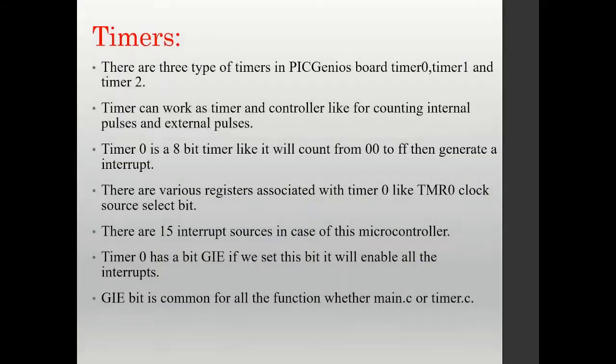Timers. There are three types of timers in the PICGenius board. These are Timer 0, Timer 1 and Timer 2. Timer 0 is an 8-bit timer. It counts from 00 to FF. There are 15 interrupt sources in this microcontroller.